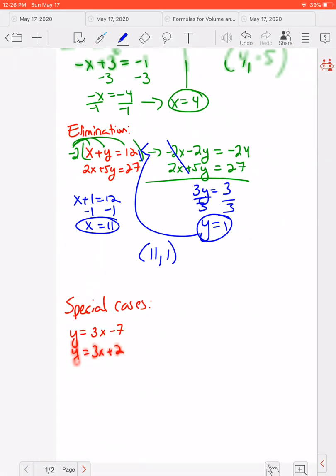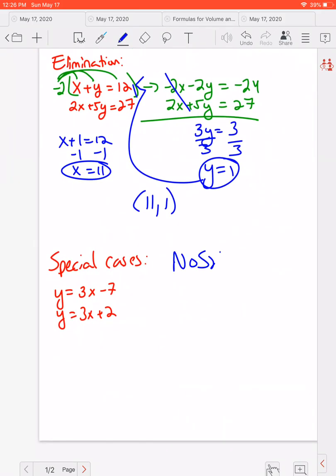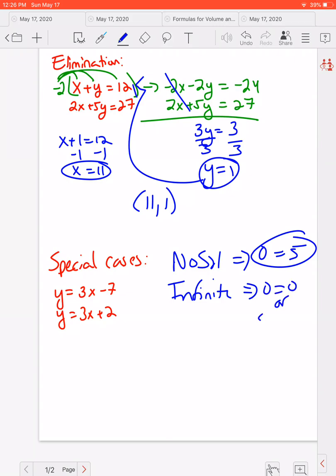Remember, special cases: we could have no solution or infinitely many solutions. No solution is when the lines are parallel to each other. And infinitely many solutions is when the line is exactly on top of itself. So remember, if we get no solution, that's when we get something like 0 equals 5. That's never going to be true. Infinitely many solutions is when I get something like 0 equals 0 or 5 equals 5. That is a true statement every time.